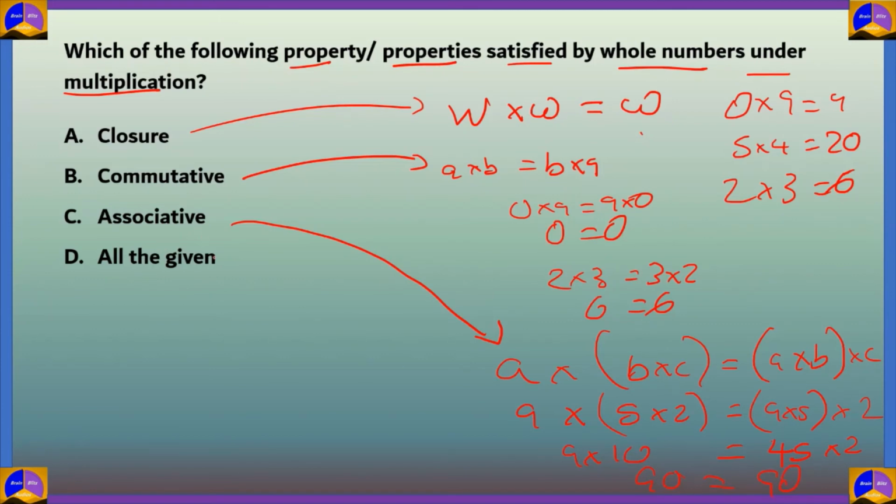Option D is all the given. Now you can see that the closure property, commutative property, and associative property, all of them are satisfied by whole numbers under multiplication. So the correct answer will be option D. Now if we chose option A, we'd be denying the fact that commutative property and associative property are satisfied by whole numbers under multiplication. So that's why we need to choose all of them, which is why we have option D, all the given. So that's the correct answer.